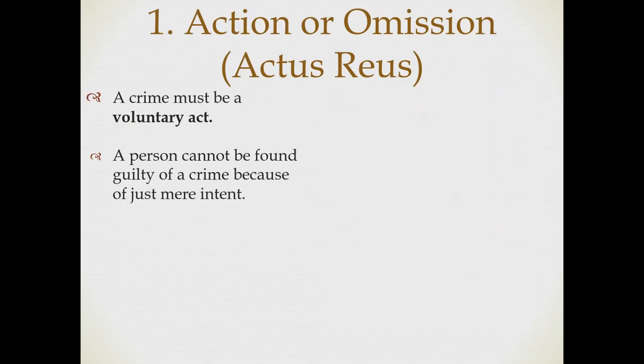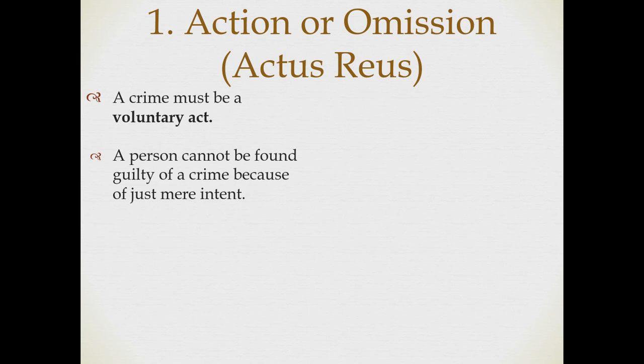So the first component of our definition is an action or omission. Now, this is also known as actus reus. It's a Latin term that just means that what you did is a voluntary act. This may sound a little bit redundant or weird, but a crime must be an actual act. You must voluntarily put yourself in a position where you can commit some sort of criminal action.